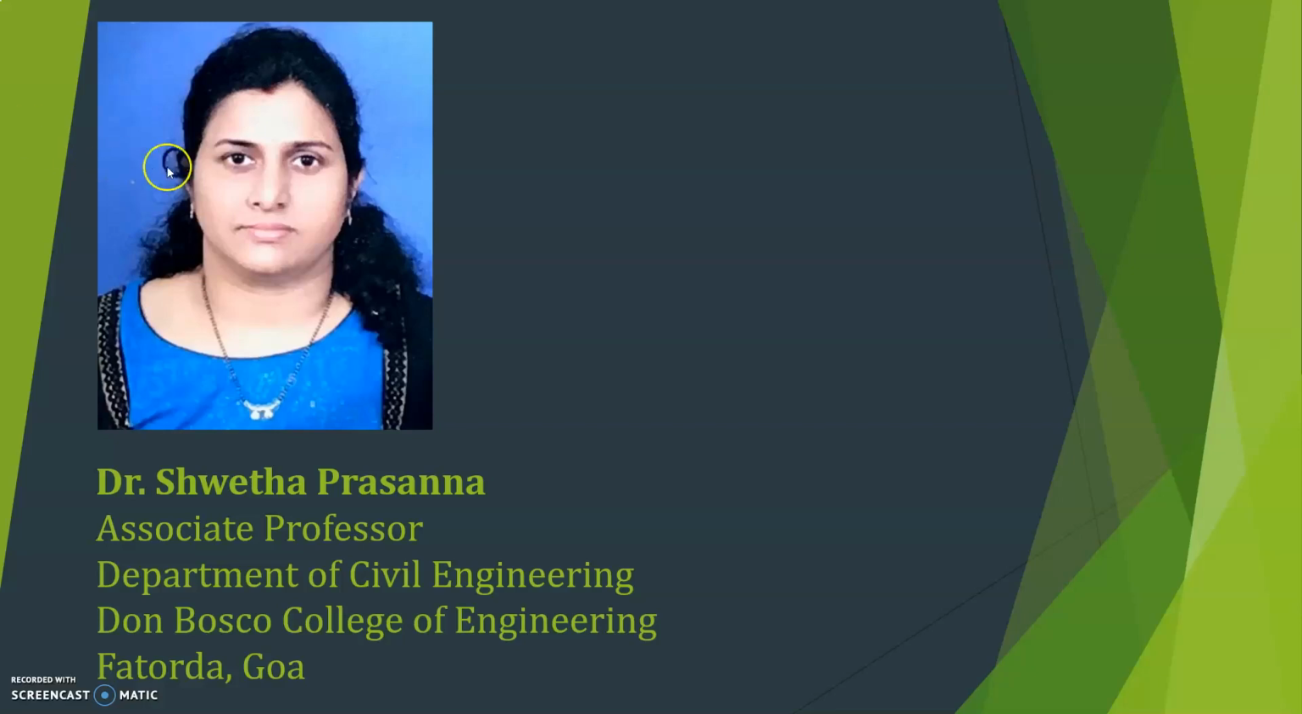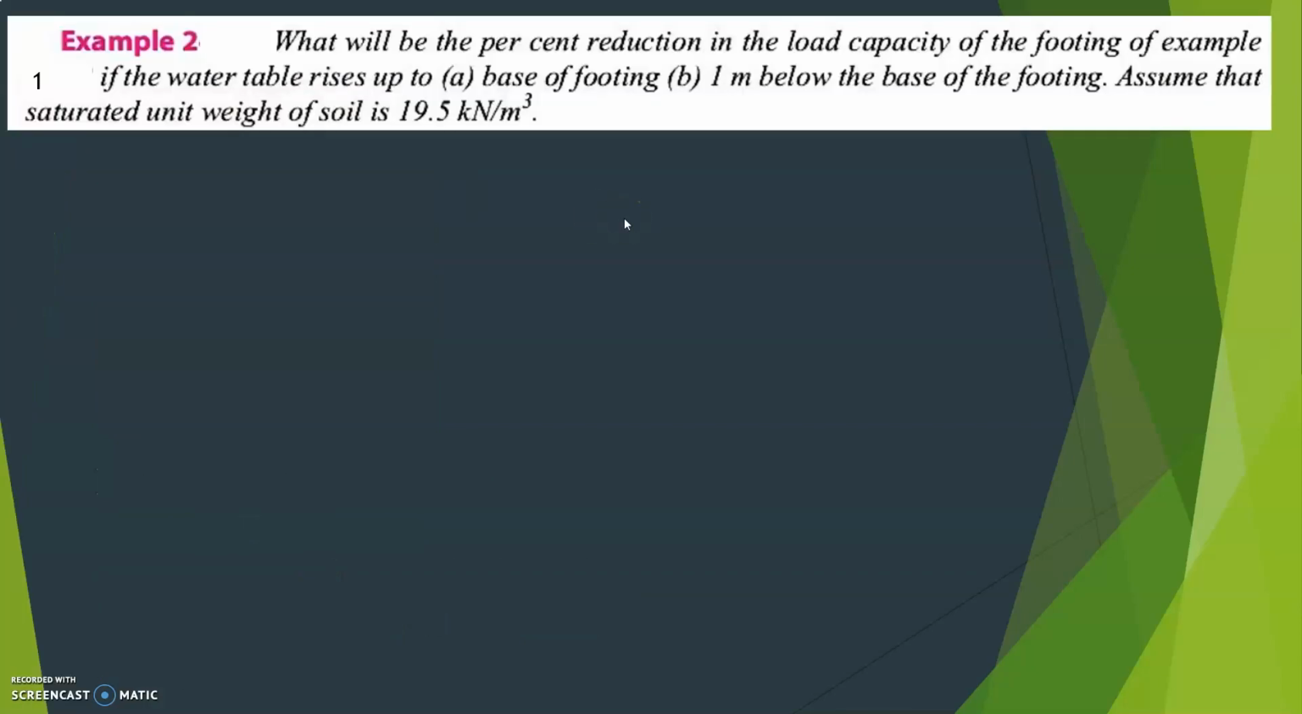Hello, my dear students. Let us take one more example on IS code method. What will be the percent reduction in the load capacity of the footing of example 1 if the water table rises up to the base of the footing, and the second case is 1 meter below the base of the footing. Assume that the saturated unit weight of the soil is 19.5 kilonewton per meter cube. This is the continuation of the first problem.